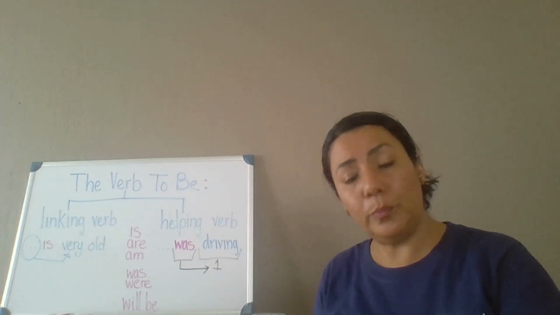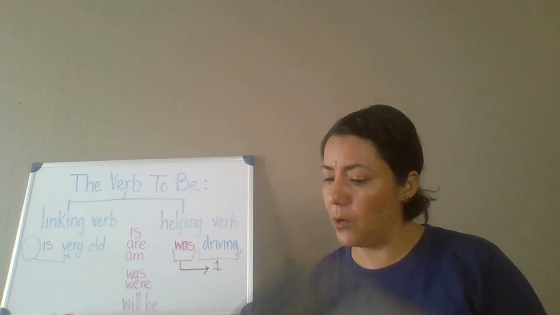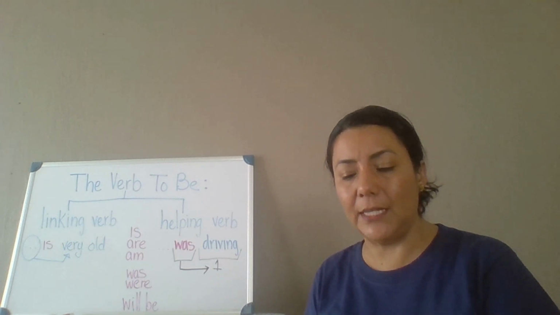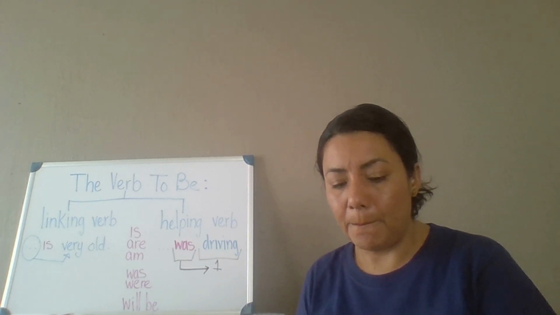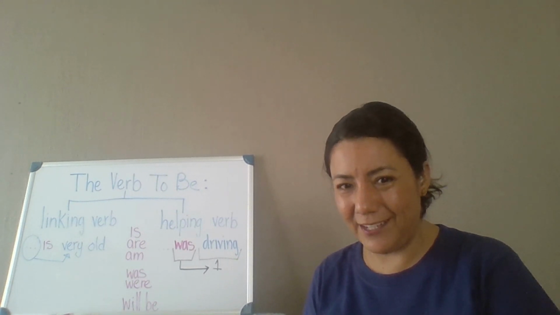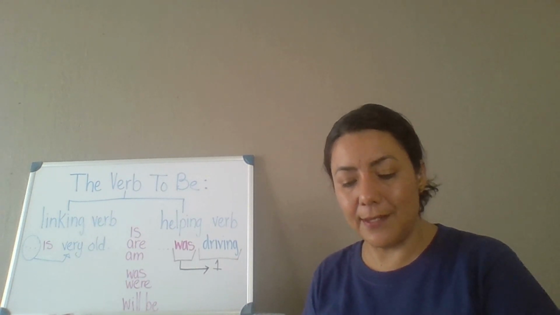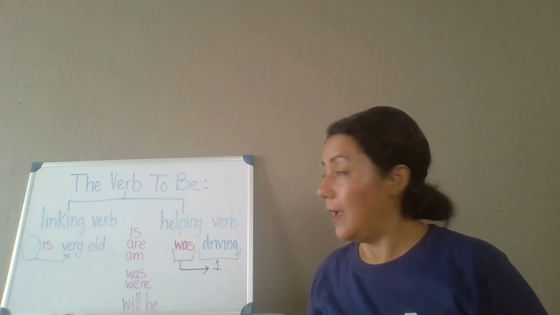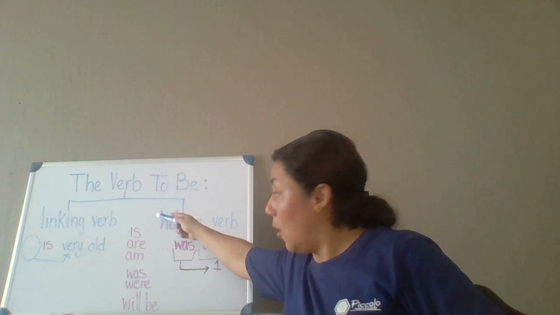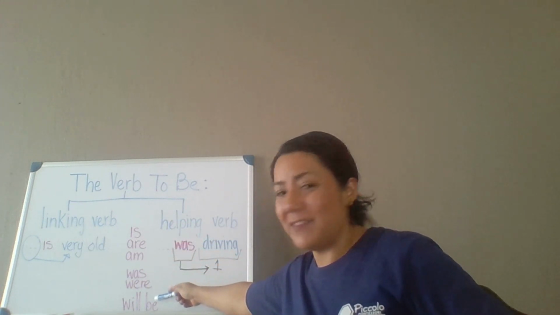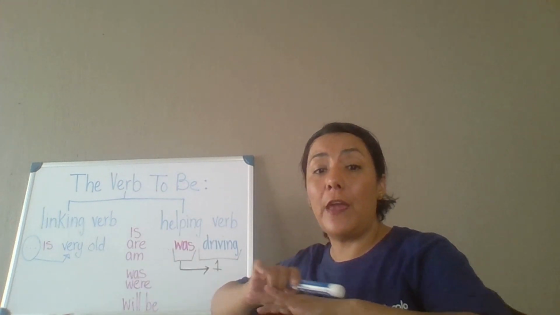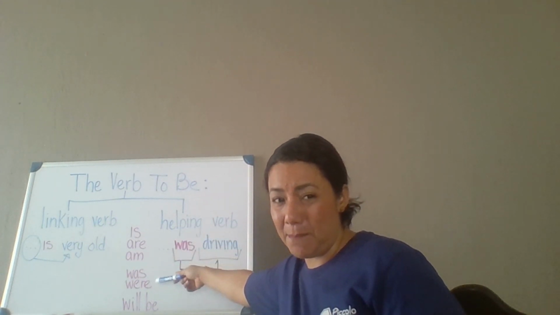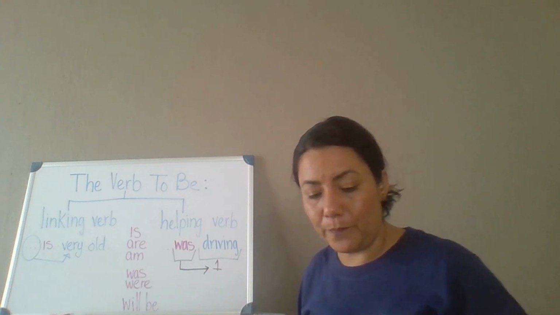Okay, can you please go to page number 90? The verb to be, helping and linking verbs. Activity 1. Read instructions, please. Complete the sentences below using the correct form of the verb to be. And we already said all these six different forms, they all belong to the verb to be in present, in past, and in future.